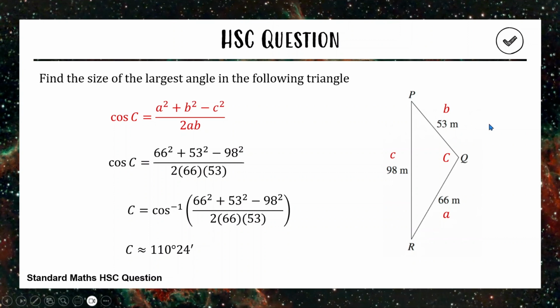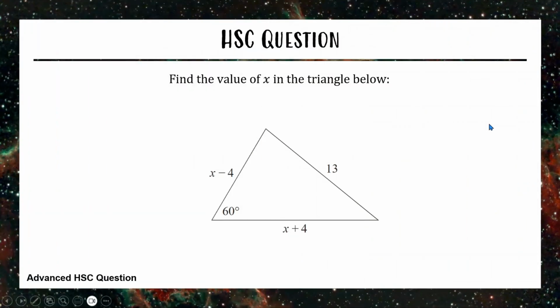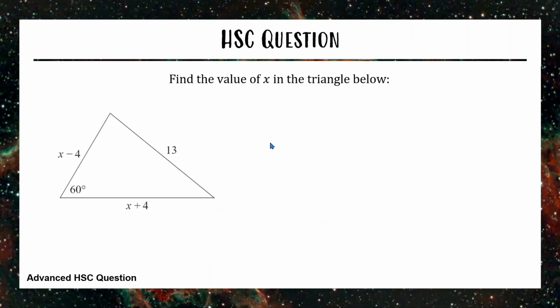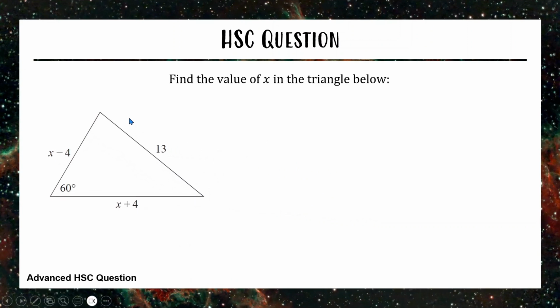Let's finish off this little mini lesson with a question from an HSC exam from the advanced course. This again was from a fair few years ago, but still a good question. Here is a triangle and it says find the value of x in the triangle below. Okay, cool. Because we have an angle of 60 and we have the side length across from this, which is 13, this is going to be a good application of the cosine rule. If we had two angles that we were working with, we could use the sine rule, but we don't, so we're not going to. Let's move this over here and use our cosine rule.